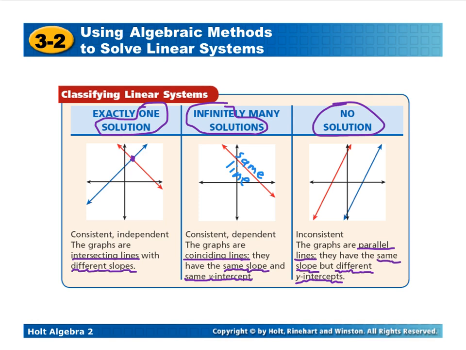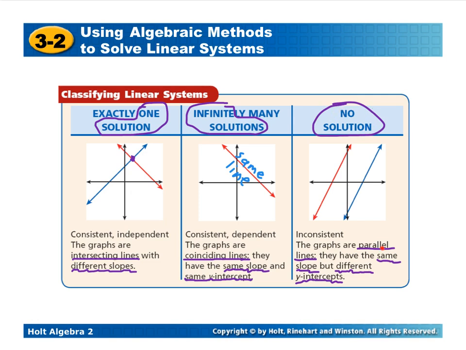So with two lines, you can have these three scenarios. One solution, which happens when we have intersecting lines, meaning that they have different slopes. I can have an infinite number of solutions, which happens when the two equations are the same exact line, meaning they have the same slope, same y-intercept. We call those coinciding lines. And the last scenario has no solution.